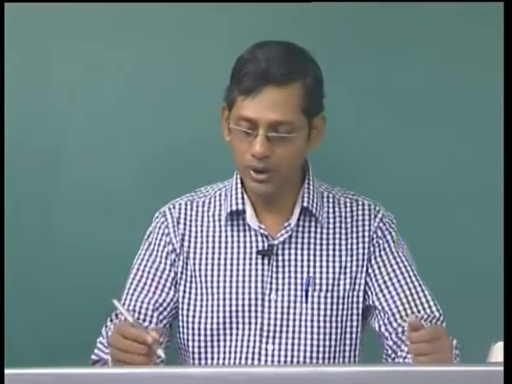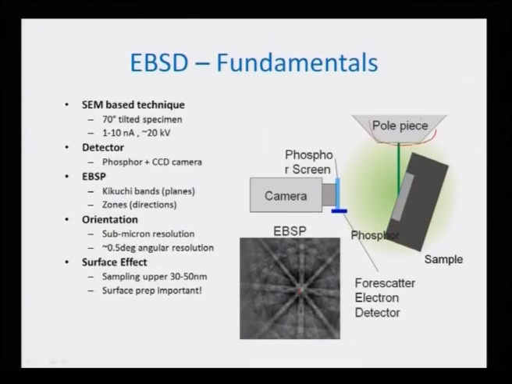So this is what is shown. You have a pole piece here. This is nothing but a pole piece of the objective lens. The sample is tilted at a very high angle, approximately 70 degrees or more in this case, and then there is a camera with a CCD and phosphor screen sitting here, and these backscatter electrons come and fall on this, and it produces a channeling pattern like the one which is shown here. So that's how we get information.